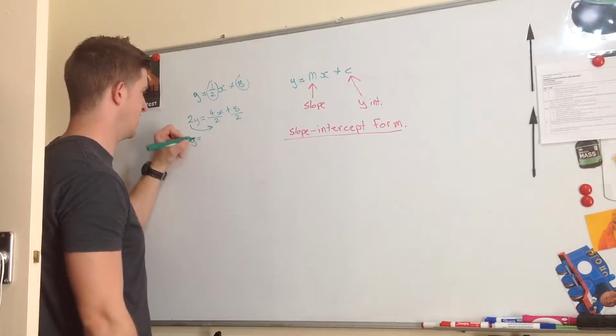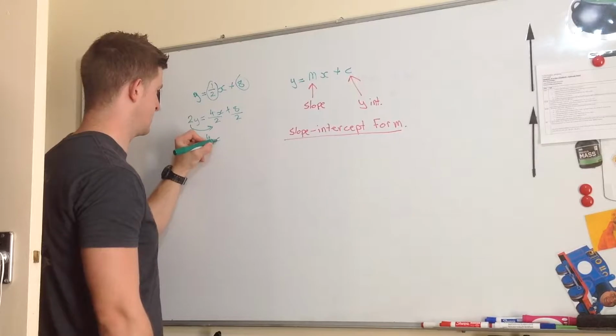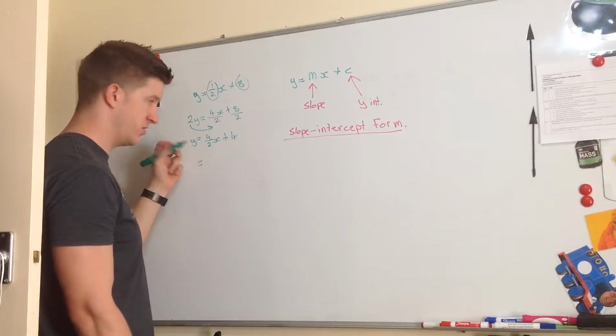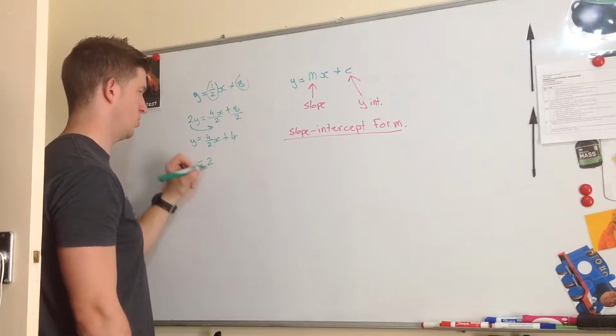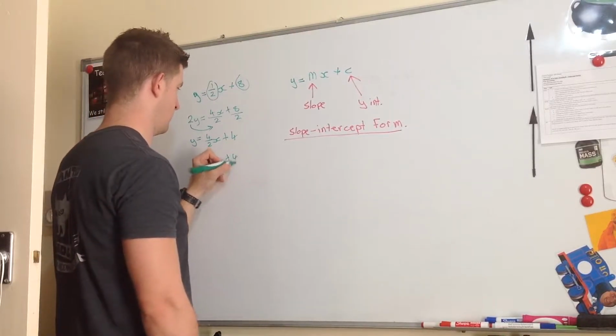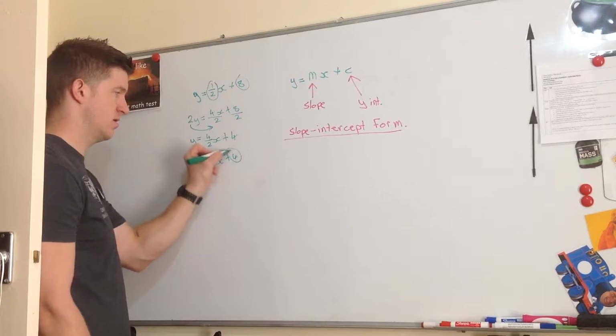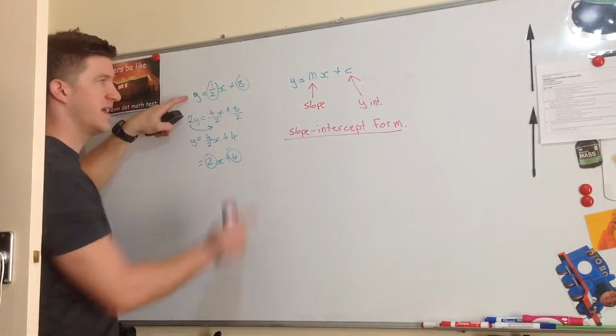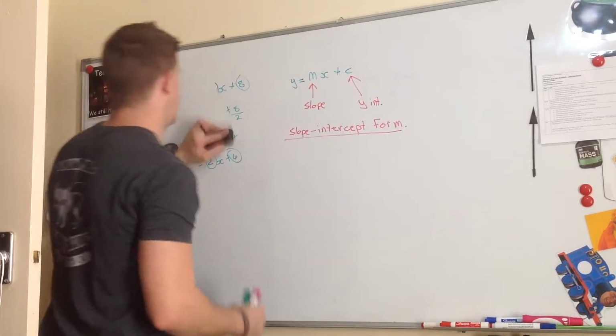Which means y is equal to 4 on 2x plus 4. Or I could write this as 4 on 2 is just 2, so 2x plus 4. Now, slope is 2, y-intercept is 4. So you've got to be careful, the y has to be by itself. There's no letter in front of the y.